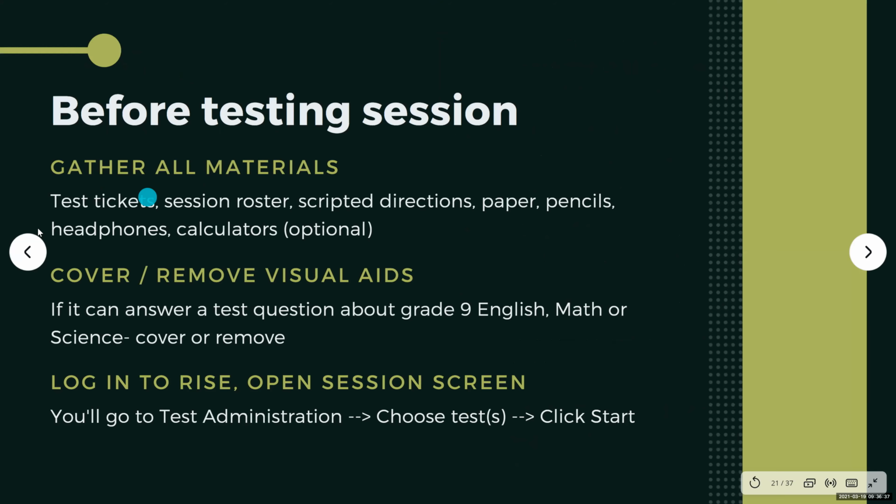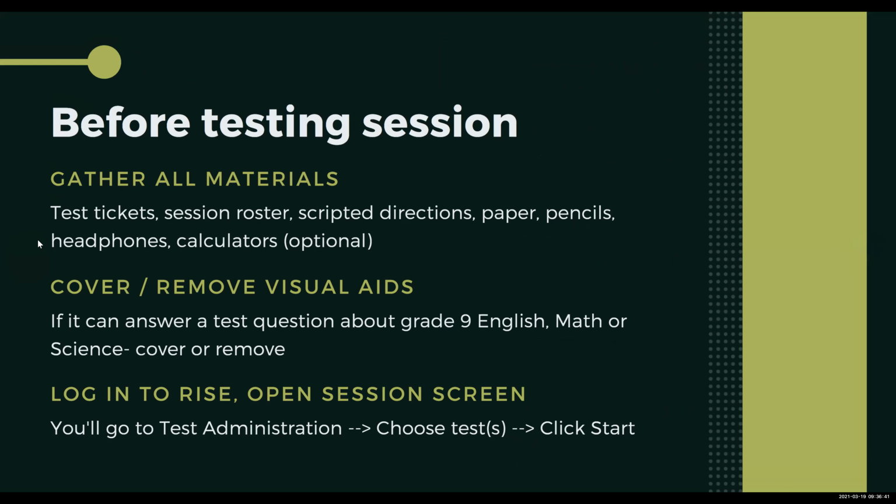So before the testing session, you'll want to have those materials ready to go, and you'll also want to cover or remove visual aids from around the room. And it's up to your judgment as to what needs to be covered or removed. We know these tests are testing the essential standards in English, math, and science. So you'll need to look around and judge, is this something that's going to answer a question about one of my essential standards? And if it is, then it gets covered or removed.